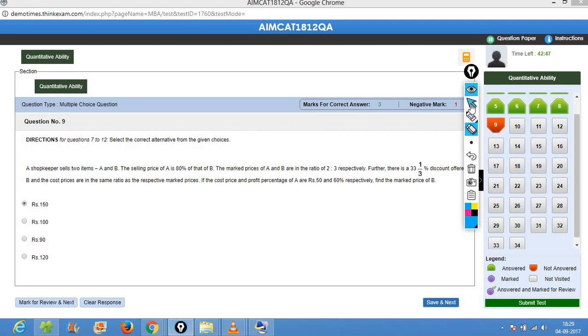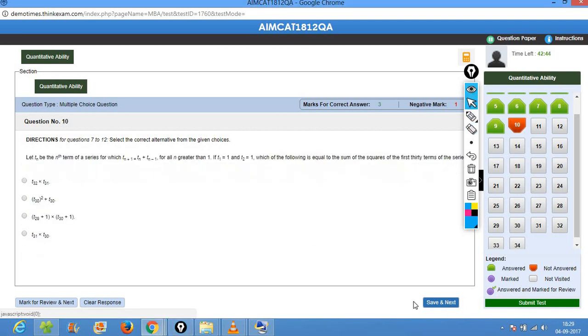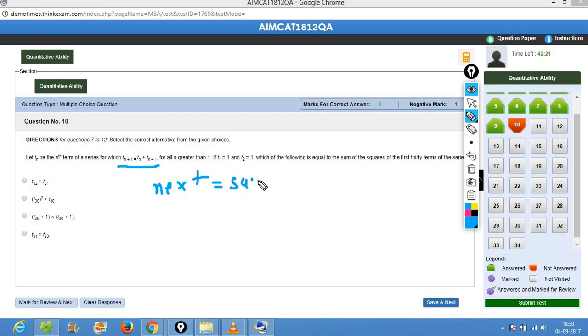Okay, let's move on to next one. Let Tn be the nth term of the series. Tn plus 1 is equal to Tn plus Tn minus 1. Okay, this series is basically the Fibonacci series, where the next term is equal to the sum of two previous terms.